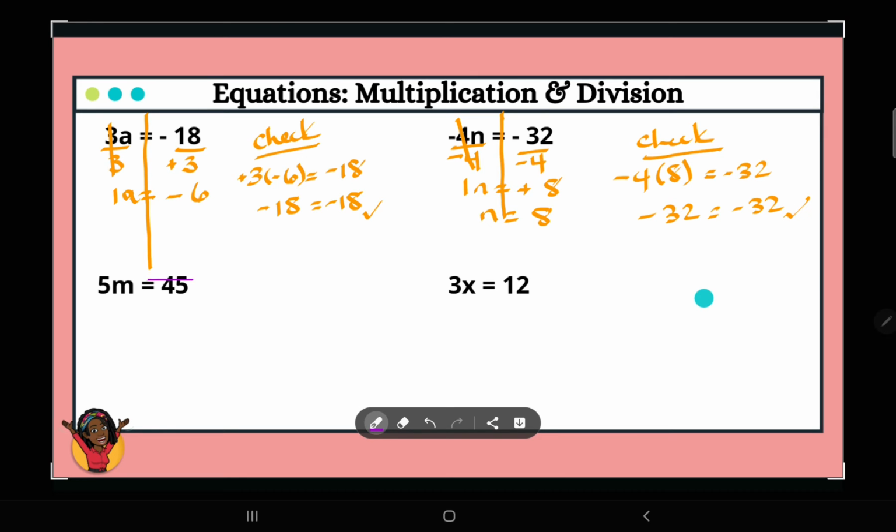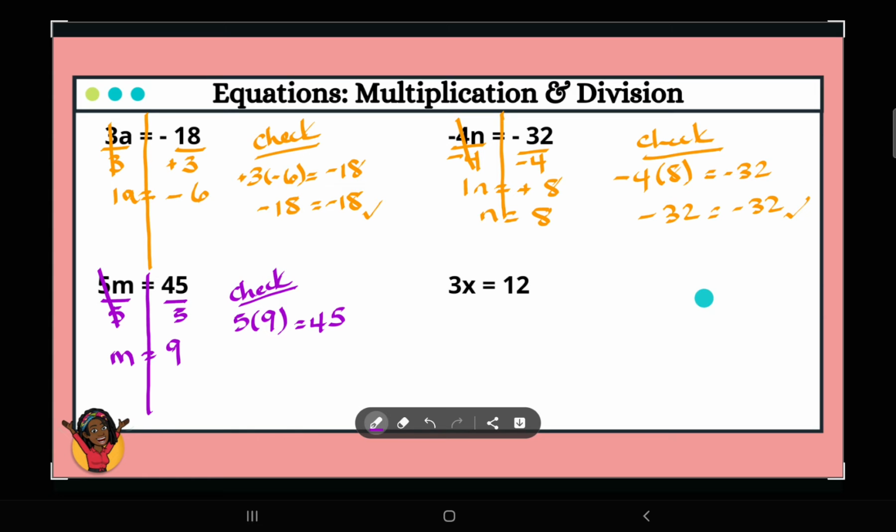5m equals 45. I'm drawing my line through. My variable is m. It's being multiplied by 5. So the inverse is to divide both sides by 5. 5 divided by 5 is 1, so that cancels out. Now I have m equals 45 divided by 5, which is 9. Let's perform our check. 5 times 9 is equal to 45. And remember again that we're doing the check to confirm that 9 really is the solution for this equation.